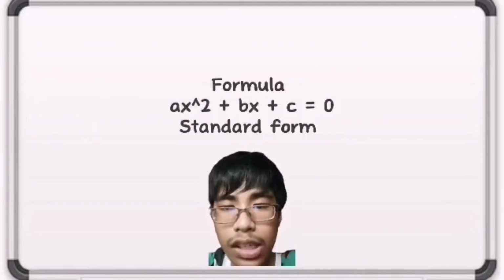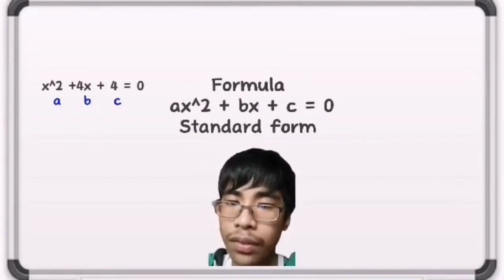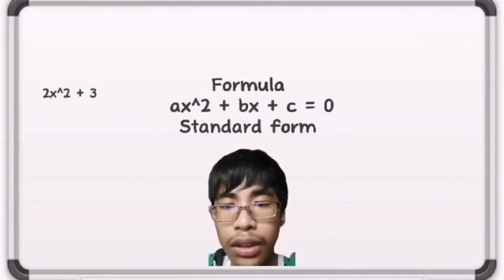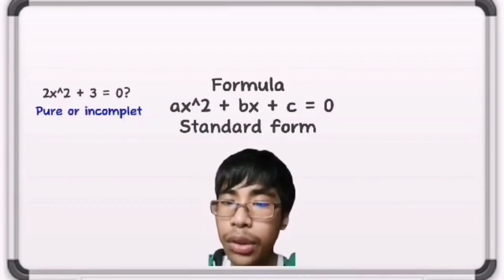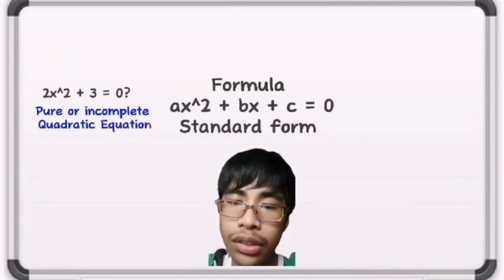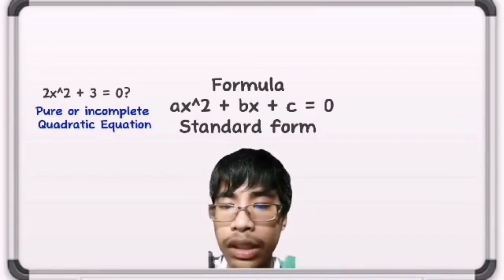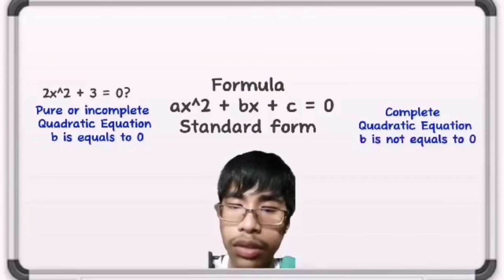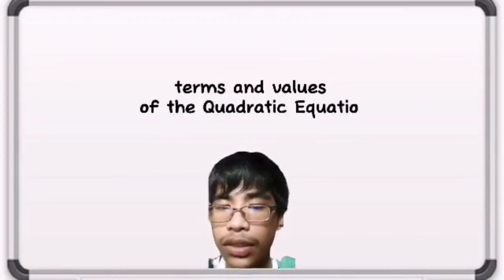For example, is x squared plus 4x plus 4 equals 0 in standard form? Yes, because it has a, b, and c. How about 2x squared plus 3 equals 0? Is it in standard form? Yes, it is. Why? This form is what we call the pure or incomplete quadratic equation. The incomplete or pure quadratic equation means b is equal to 0, while the complete quadratic equation means b is not equal to 0.